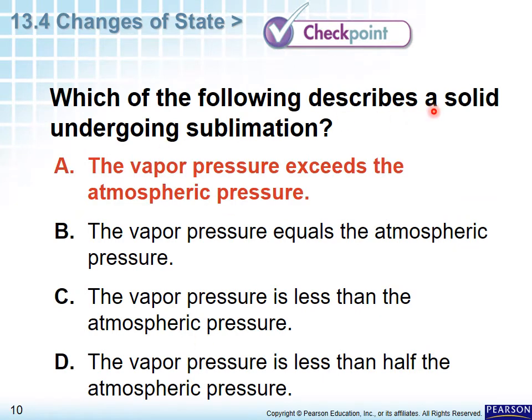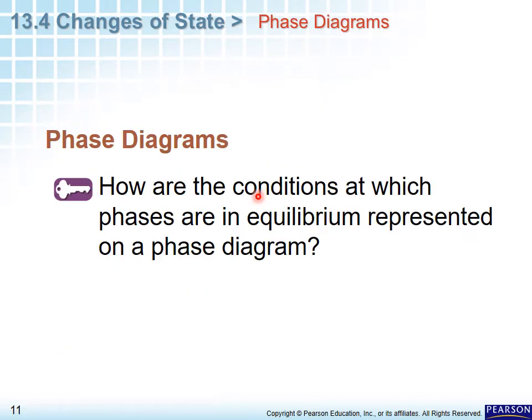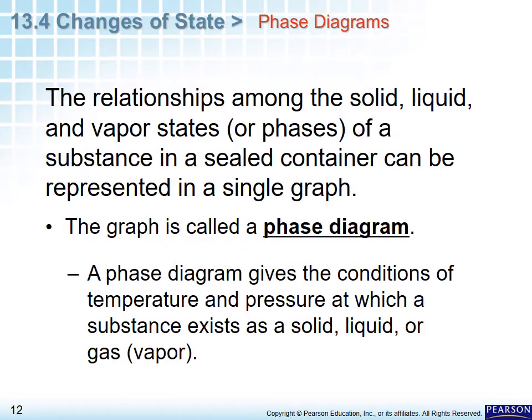Which of the following describes a solid undergoing sublimation? The vapor pressure exceeds the atmospheric pressure. Now the most important thing is the phase diagram. What is a phase diagram, and how do we interpret it? How are the conditions at which phases are in equilibrium represented on the phase diagram?